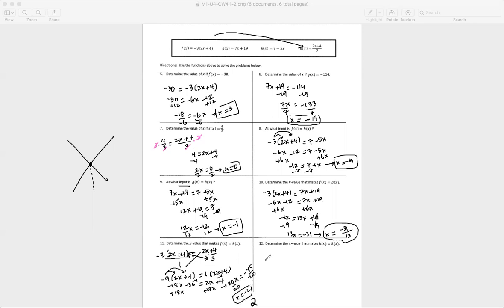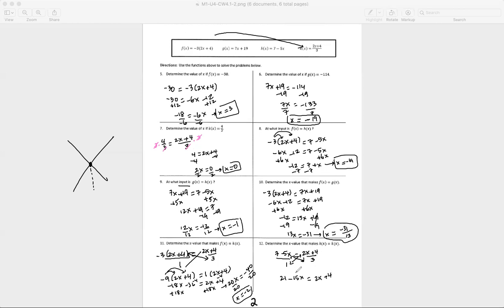Okay, you can plug in and check. And lastly on this page, determine what x value makes h of x equal to k of x. So for h of x, we want 7 minus 5x to be equal to k of x, which is 2x plus 4 over 3. And you can do the cross product here, this times this equals this. By doing the cross product, you get 3 times 7 is 21 minus 3 times 5 is 15x, and then 1 times 2x plus 4 is 2x plus 4.